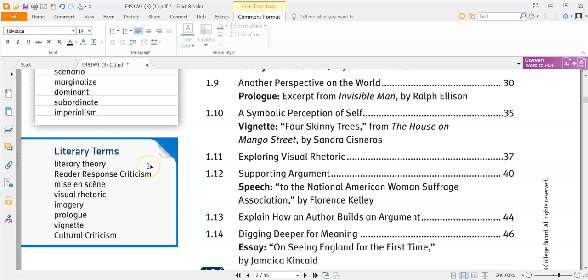Also, continue down to these literary terms and do the same thing. Q for question, H for heard, and T for teach. I expect to see a lot more Qs in this literary term section than the other.